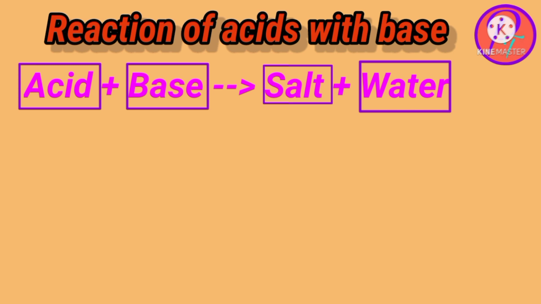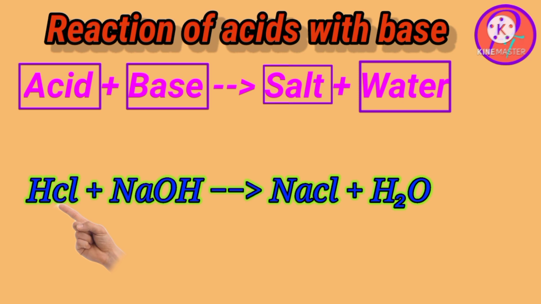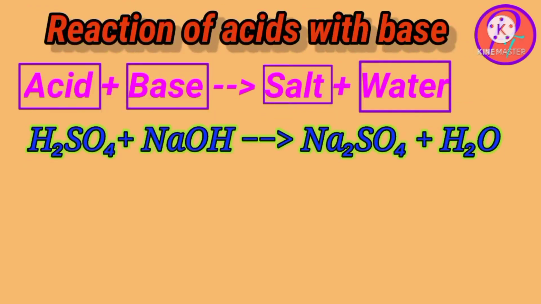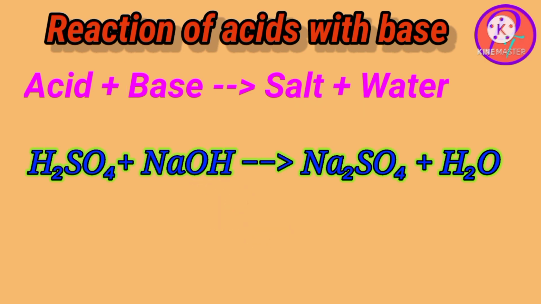So let us take an example of this kind of reaction. An acid such as hydrochloric acid, when it reacts with a base such as sodium hydroxide, gives the salt sodium chloride and water. One more example I can cite here: if we take the acid as sulfuric acid and it reacts with the base sodium hydroxide, it will give the product sodium sulfate and water. Always remember, whenever an acid reacts with the base, it gives salt and water.